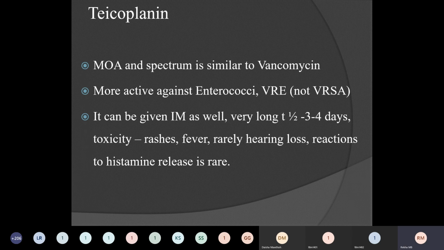Next, we have the other glycopeptide antibiotic, that is teicoplanin. Its mechanism of action is similar to vancomycin. It also inhibits the bacterial cell wall. Its spectrum of activity is also similar to vancomycin, but it is more active against enterococci. It can be given IM. Its half-life is around 3 to 4 days, so it is quite longer acting compared to vancomycin. Toxicity is less compared to vancomycin. It can rarely cause hearing loss, and the reactions, that is the erythematous rashes, are less compared to vancomycin.